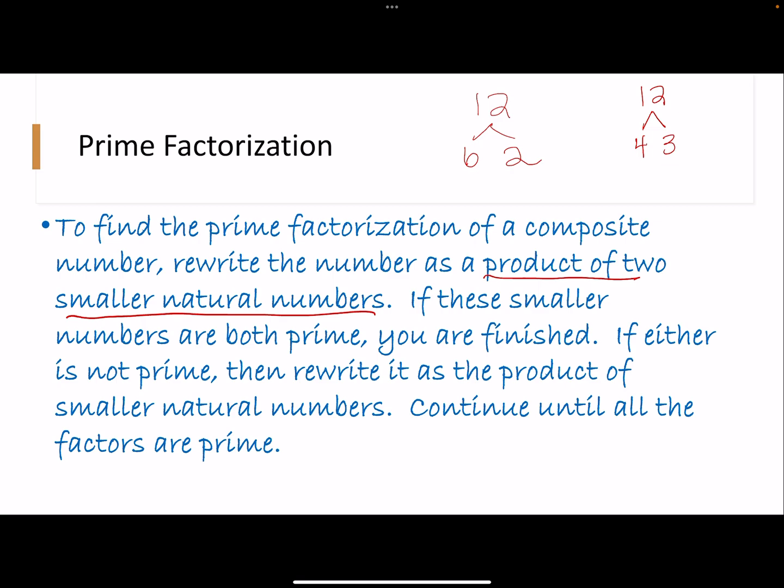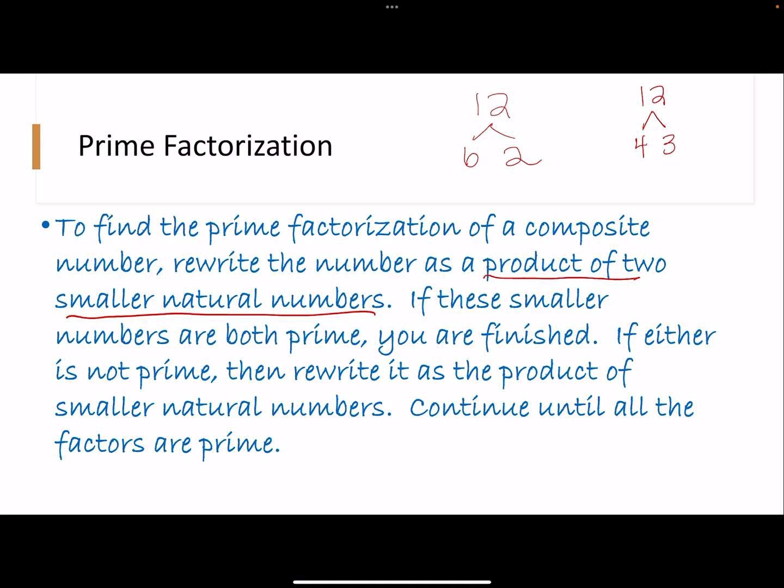When we're doing the prime factorization tree, we begin with any two numbers that multiply together to give me that composite number. So for 12, I can start off with 6 times 2 or 4 times 3. It says if these smaller numbers are both prime, then we're done. But if either one of them is not prime, then we're going to have to continue writing that number as a product of primes until we get to the point that the last branches are all prime numbers.